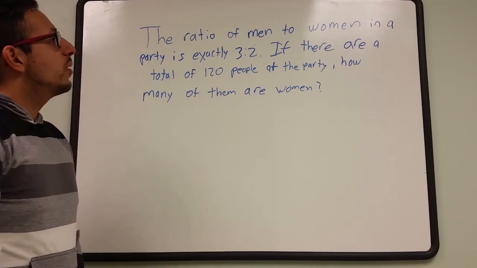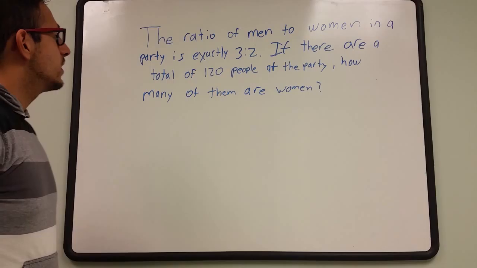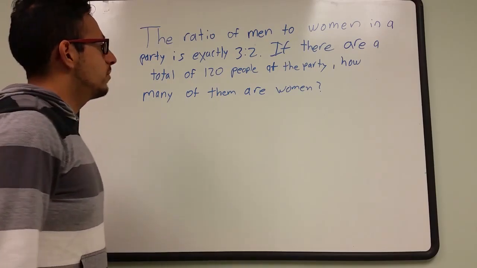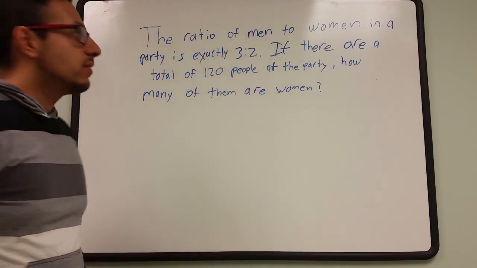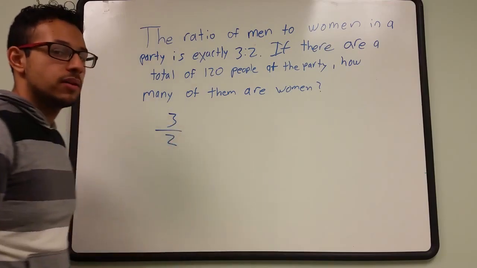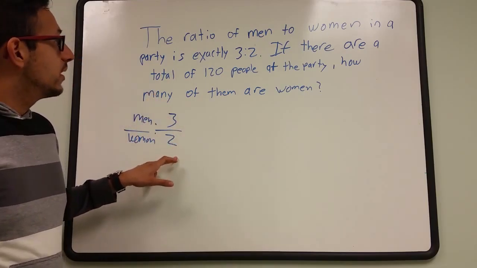The ratio of men to women in a party is exactly 3 to 2. If there are a total of 120 people at the party, how many of them are women? So they gave us a ratio of men to women, right? It's 3 to 2, so it's 3 men over 2 women. So the ratio of men to women is 3 to 2.